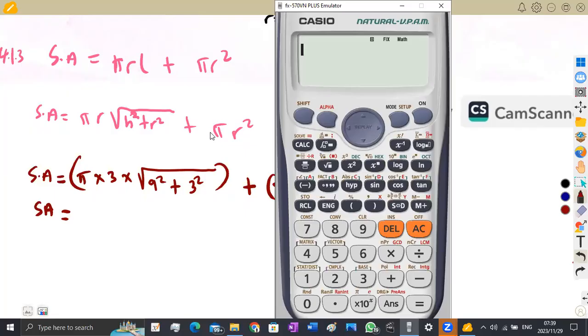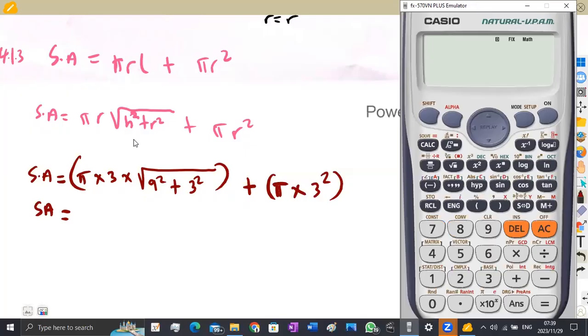All right, so if you have to simplify this directly, let us just try to have it directly on our calculator. Let's open the bracket. So it's going to be pi, times 3, times the square root of 9 squared plus 3 squared, like this. All right, so you're going to close the bracket, plus pi times 3 squared. All right, so this was going to give us 117,686.